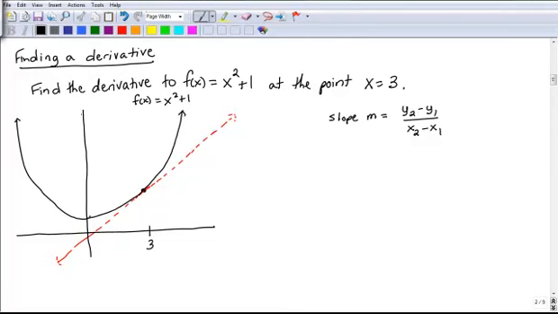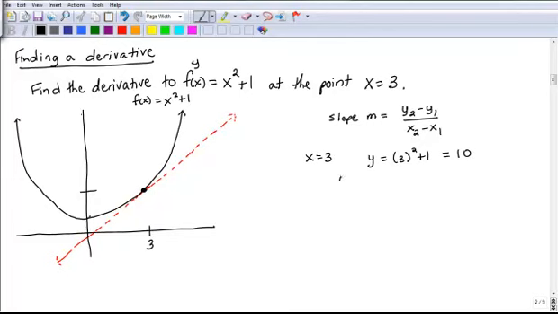Now to find the slope, I need 2 points, x1, y1 and x2, y2. Well, I have the first point. That's the starting point that was given here. I know I have x equals 3 as one of my points. How do I find the y value that goes with that? Well, that's what f of x does. Remember, f of x is just another way to write y. So if I want to find the y value here, the y value is just 3 squared plus 1, which is 10.